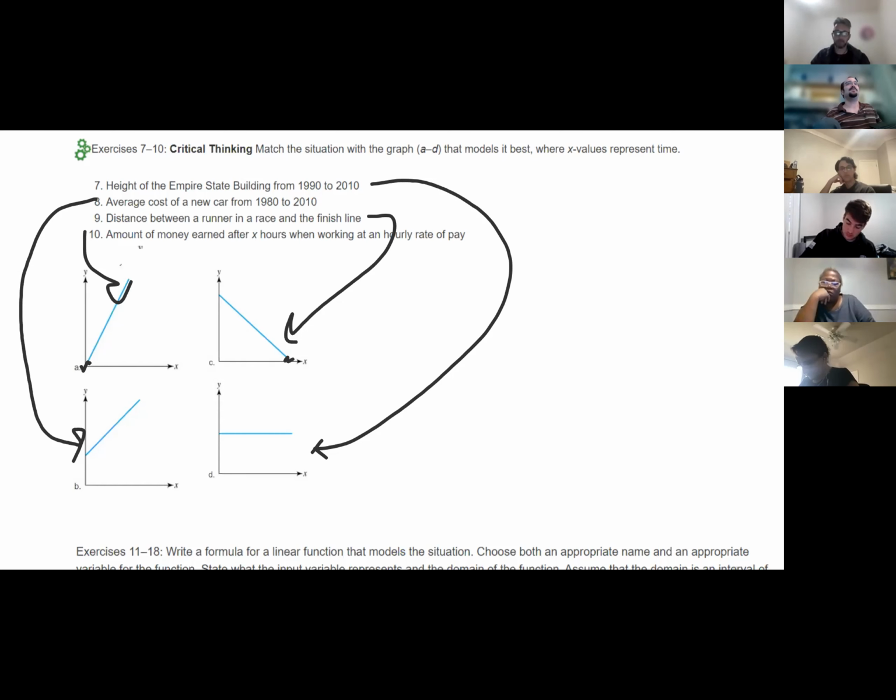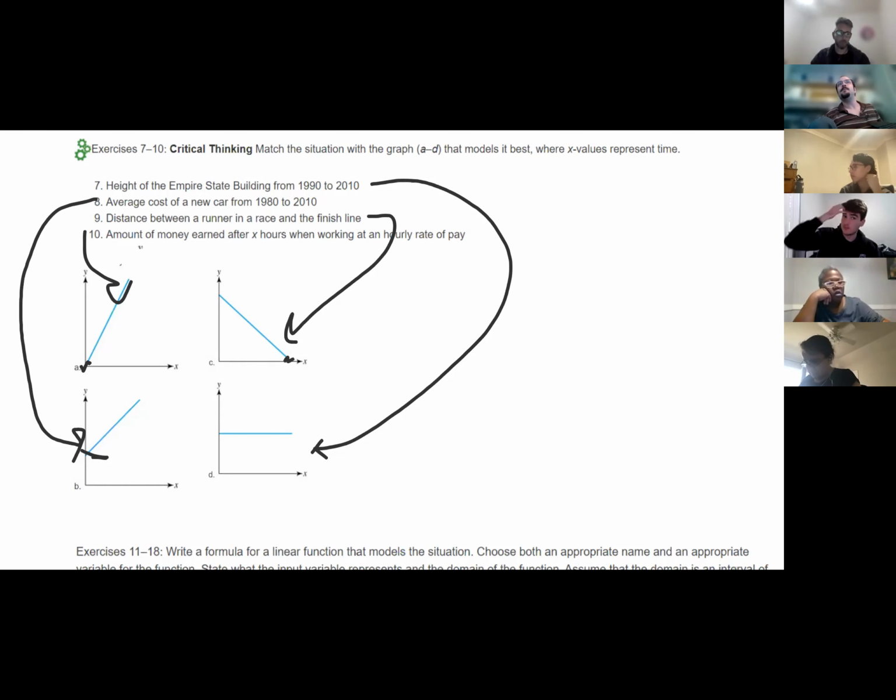So if we think about the height of the Empire State Building, it's not going to change. 8 is the cost of a new car. So we know they're not giving away cars, so we can't start at 0. We're starting at some number, and it's just going up. Prices of new cars are just going up.